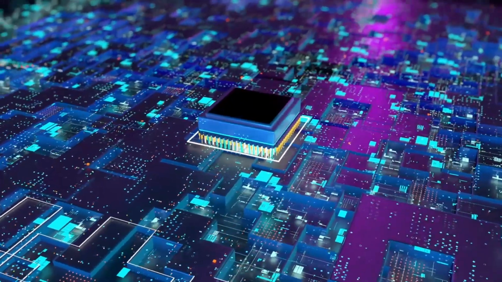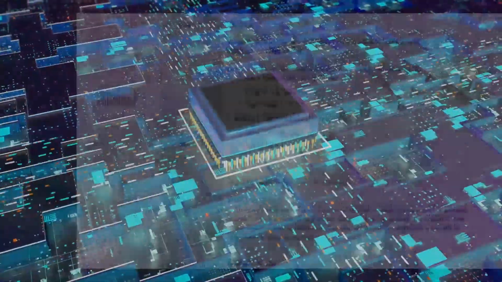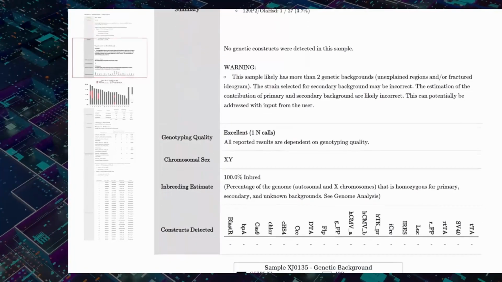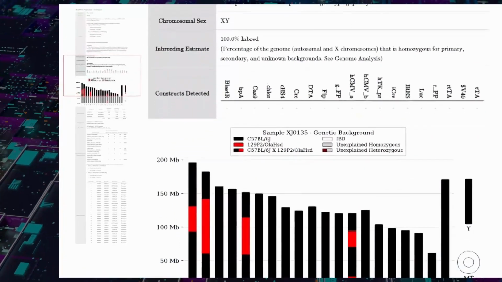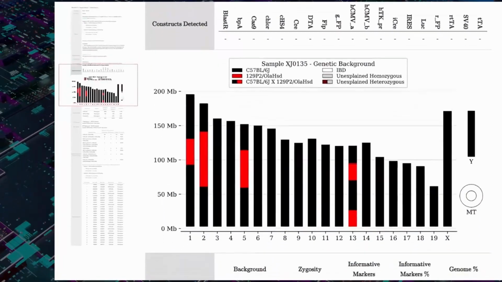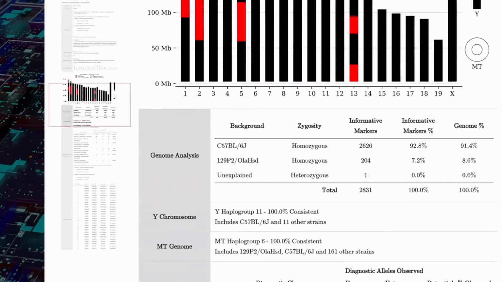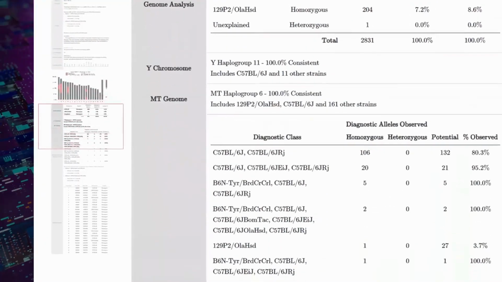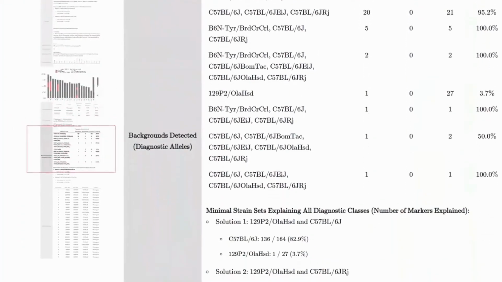MiniMUGA report software then analyzes raw data from the genotyping array and creates an easy-to-read report detailing key genetic features of each sample, including the chromosomal sex, the presence or absence of constructs commonly used in genetic engineering, the sample's local and global genetic background, its level of inbreeding, and diagnostic alleles indicating the presence of commonly used vendor-distributed substrains.